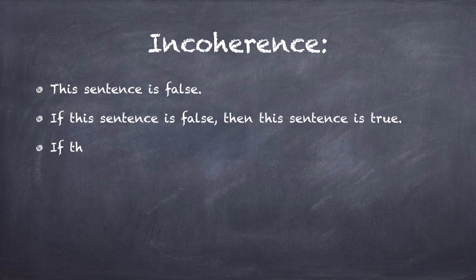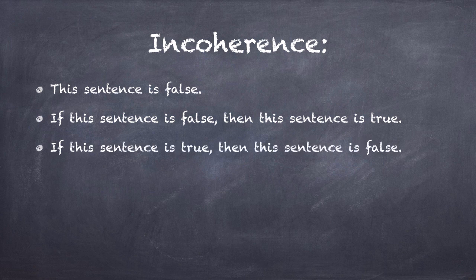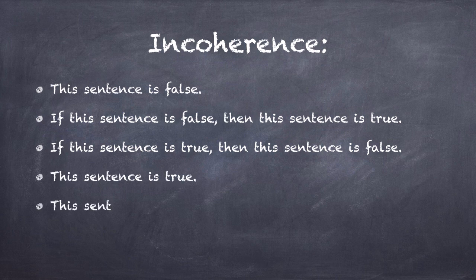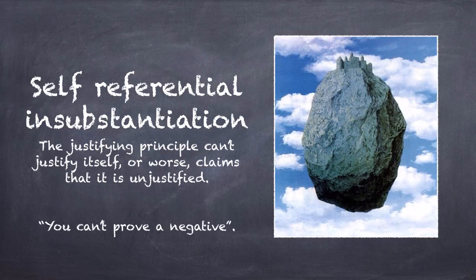Well, since it's true and it describes itself as false, then the sentence is false. So we can infer that the sentence is false. But we also infer that the sentence is true. And it is false, and it is true, and on and on. While we may not necessarily be able to claim that such sentences are either true or false, we can at least claim that we can't use them. They are incoherent.